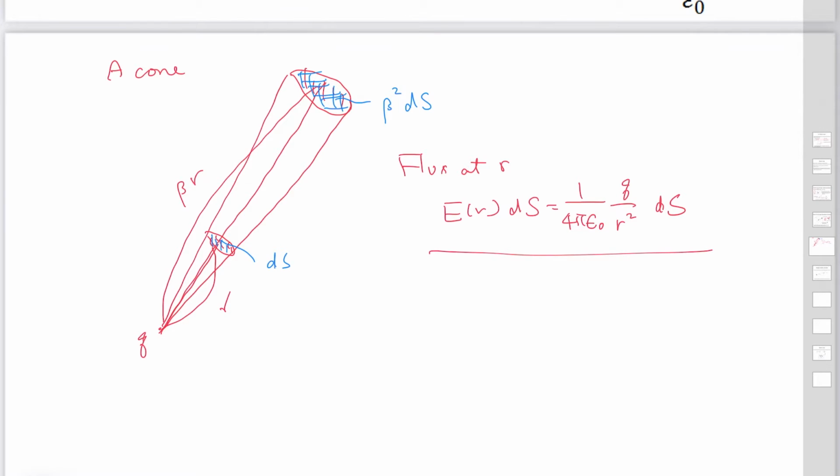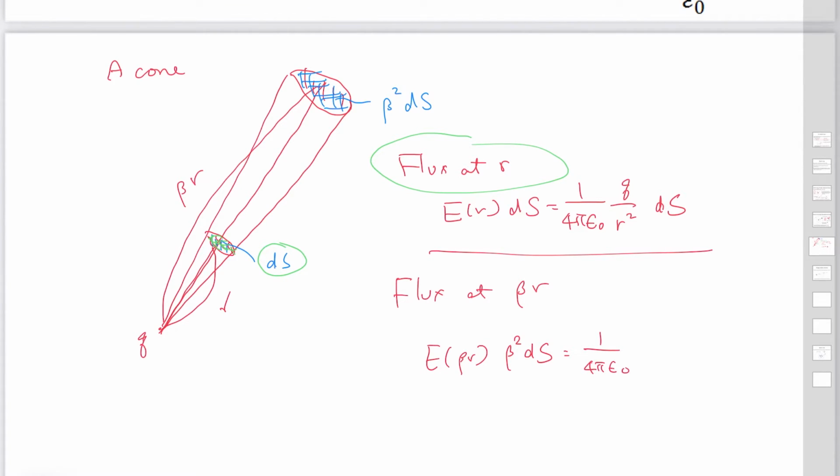This is the flux through the disk cross sections of the dS. For the blue ones, the flux at beta r is E(beta r). The area becomes beta squared dS. So it becomes 1 over 4 pi epsilon naught. Q doesn't change, so r becomes beta r, squared, beta squared dS. So it becomes 1 over 4 pi epsilon naught Q over r squared dS.